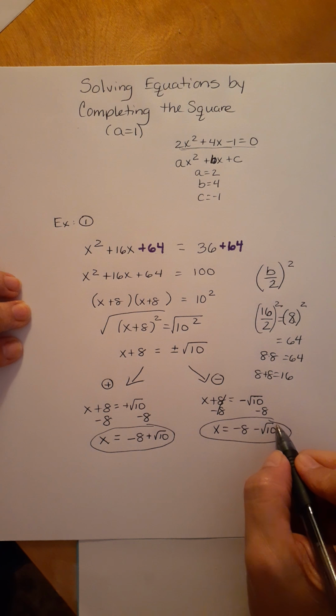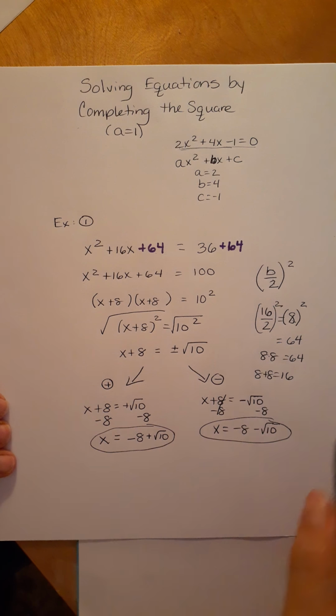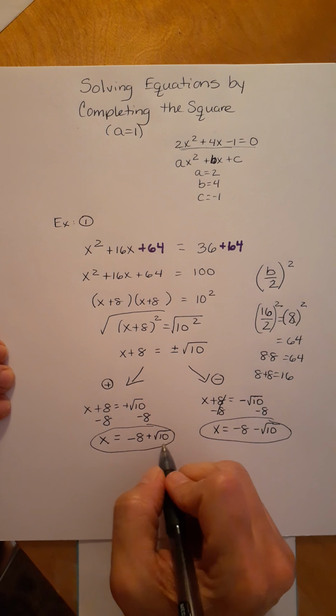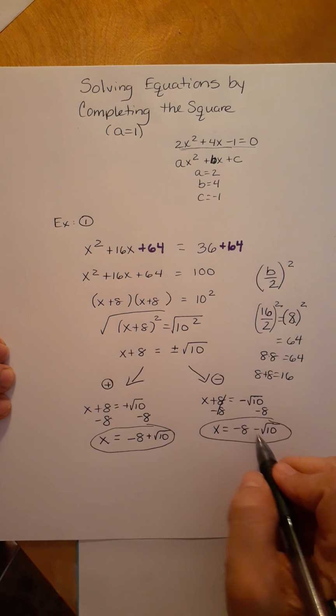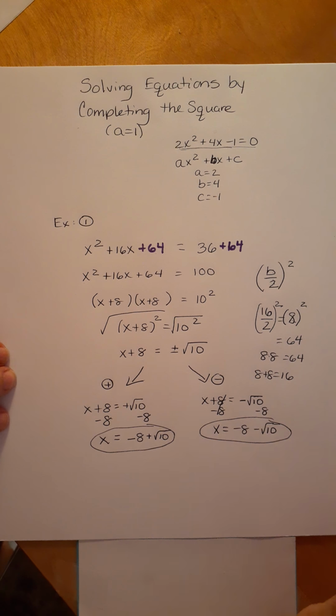Now, generally speaking, if you had a calculator, you can put this as a decimal, and you would say negative 8 plus whatever decimal that is, which would probably be, let's see, the square root of 10 is 3.1 and a bunch of numbers behind it. So this would be like negative 4.9 or so, and this would be like negative 11.1, blah, blah, blah. But we can just leave it like that as a square root. And that's how you do an example like this using the perfect square.